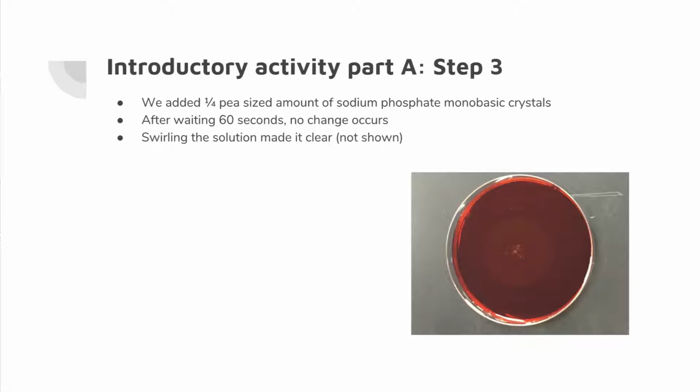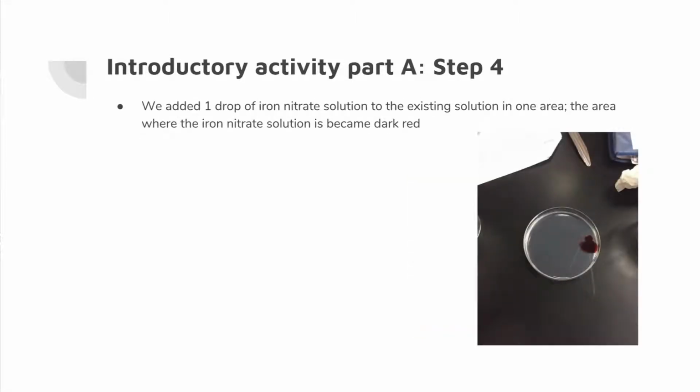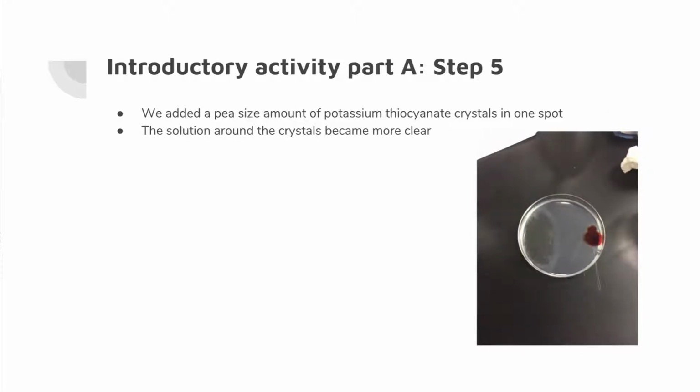Next, we added 1/4 pea-size amount of sodium phosphate monobasic crystals. After waiting 60 seconds, no change occurs. And then we swirled the solution, which made it clear. Next, we added 1 drop of iron nitrate solution to the existing solution in one area. The area where the iron nitrate solution was added became a dark red splotchy color. And then we added a pea-size amount of potassium thiocyanate crystals in one spot. The solution around the crystals became more clear.